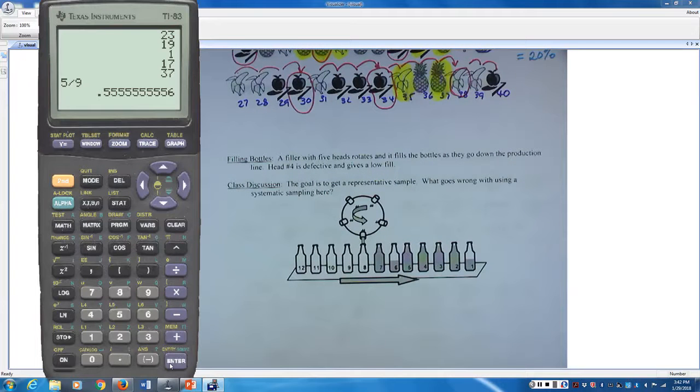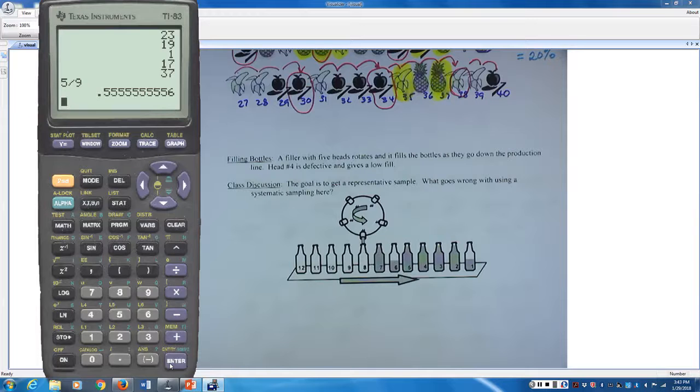Now I want you to think about this process. You have a bottle filler where the heads rotate. As it rotates, it's constantly filling up each one of these nozzles. But as it rotates, the nozzle that's down is the one that fills up the next bottle.